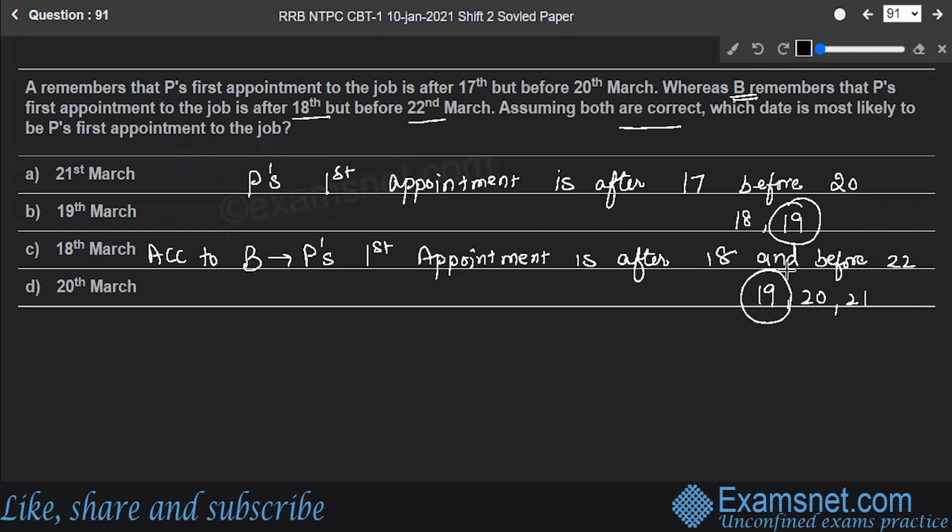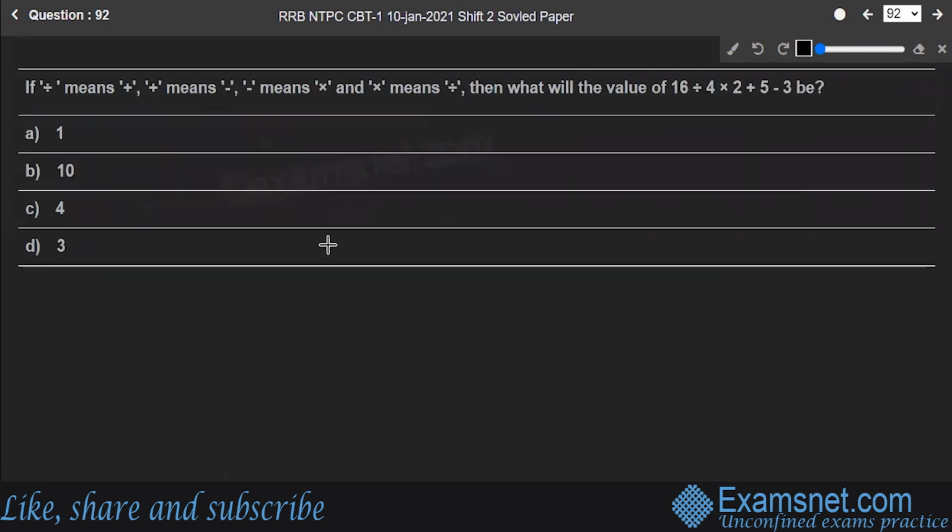So 19 March is most likely to be the correct one, because both are correct. And according to both of them, give me a minute. Okay. According to both of them, 19 is the only date which is common. That means option B is the correct answer. Hope you understood this. Next is question number 92.